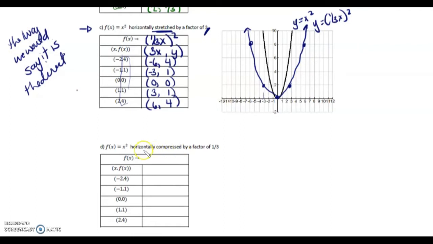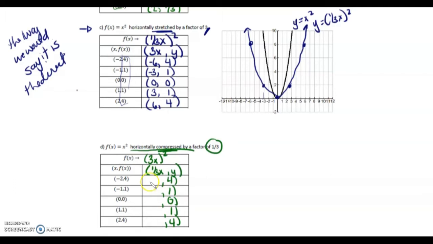On the flip side, horizontally compressed by a factor of 1/3. A compression is going to look like it should have been stretched, the opposite. So we have 3x, and then that's squared. We're going to multiply every single x term by 1/3 because it's compressed, and we're going to leave the y's as they are. So our y values, 4, 1, 0, 1, 4, we're just going to leave them.